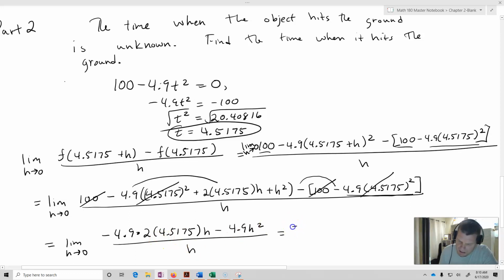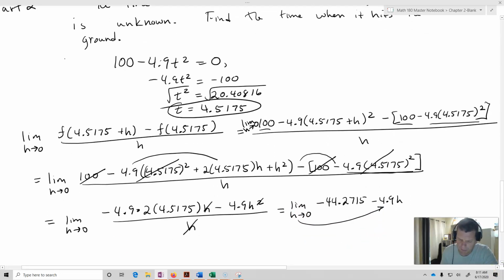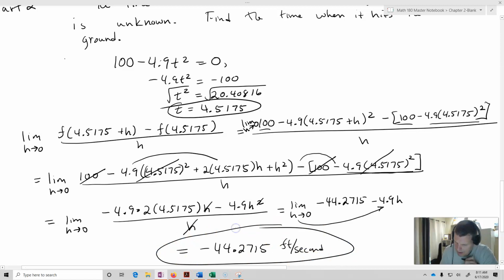So now, when we divide by h, that's just going to give me the limit as h approaches 0 of negative 4.9, or actually, let's just do the multiplication here. Negative 44.2715, because my h's are now going to cancel, minus 4.9h. Since this is a polynomial, we can just substitute in h equals 0. So we are left with negative 44.2715 feet per second. And that is the velocity of the object when it hits the ground.